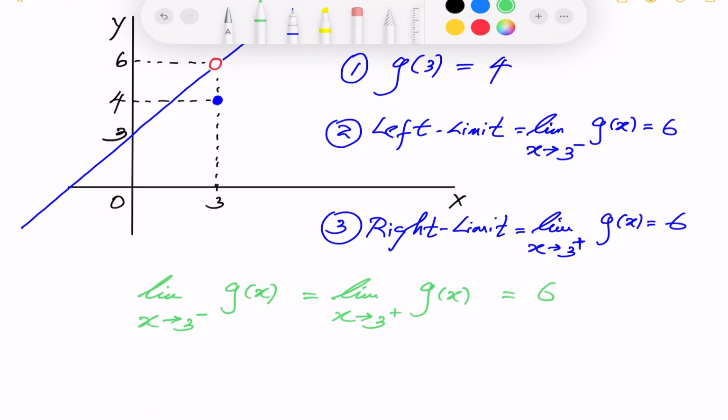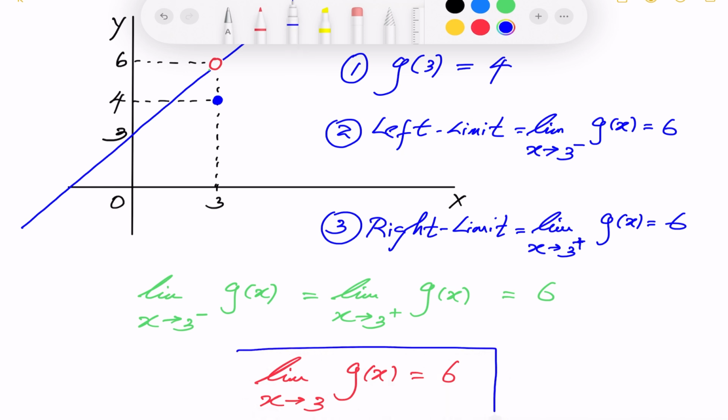Well, mathematicians are efficient people. Whenever these kinds of things happen, we don't waste time writing it as left-hand limit and right-hand limit. We can simply write it this way. Limit x approaches 3 g of x. This is equal to 6. This simply indicates that both left-hand and right-hand limits within a neighborhood of 3 will be equal to the same value, and that value is equal to 6.